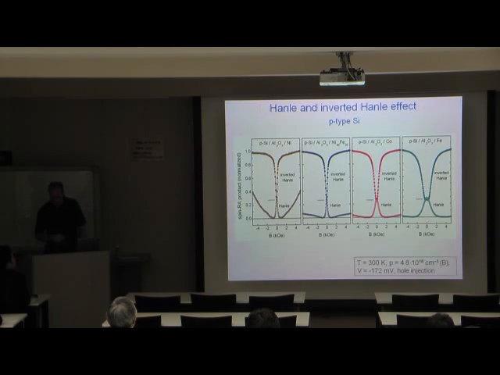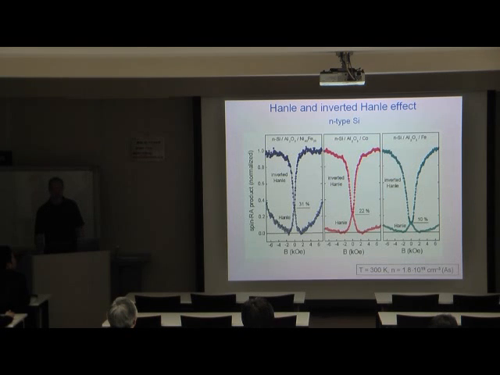We see this in inverted Hanle signal for all our devices with different ferromagnetic electrodes. This is data for p-type. And you also see that the width of this inverted Hanle signal increases systematically when you go to ferromagnets with a higher magnetization. The same thing we observe for n-type silicon.